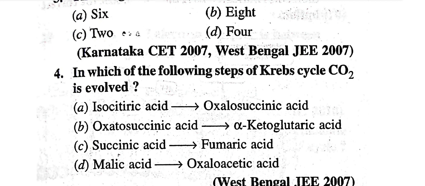Then oxalosuccinic acid to alpha ketoglutaric acid. During this step, one carbon dioxide is evolved because oxalosuccinic acid is a 6-carbon compound and alpha ketoglutaric acid is a 5-carbon compound. So here the answer is option B.